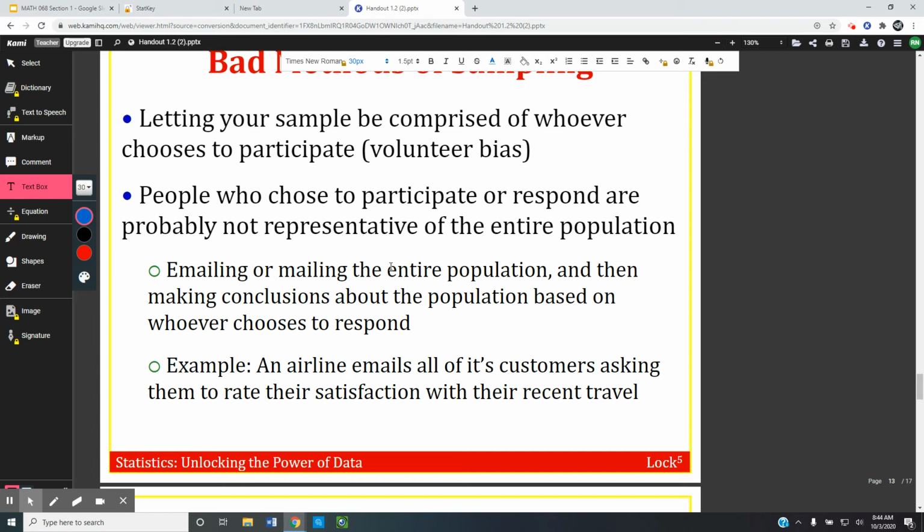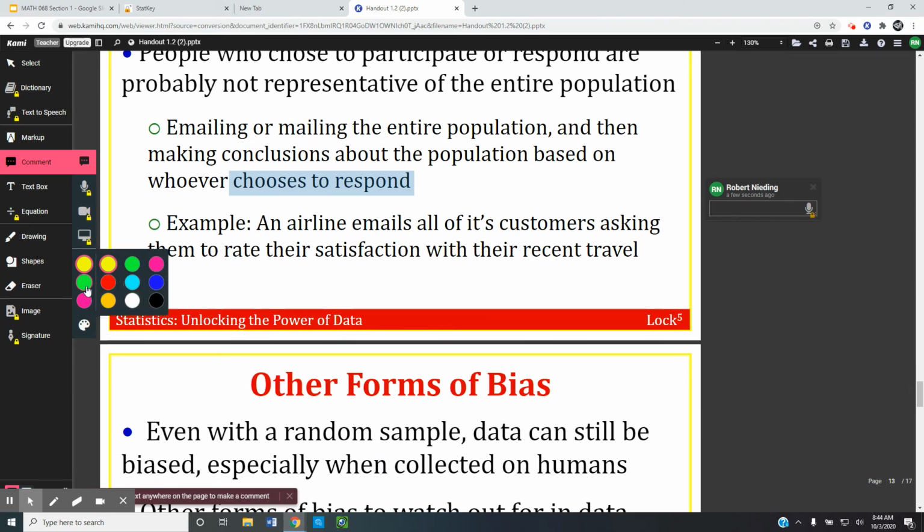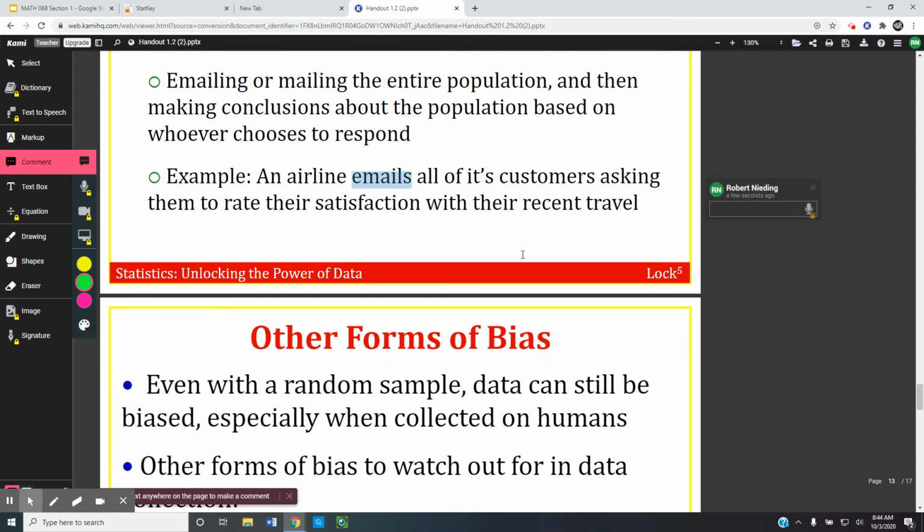This would come from emailing or mailing an entire population and then making conclusions based on those who choose to respond. And again, your key terminology there is: you chose to respond. An airline emails all of its customers asking them to rate their satisfaction with their recent travel. Again, you send an email. An email is, I hit delete more times than I hit keep something when I'm talking about email.